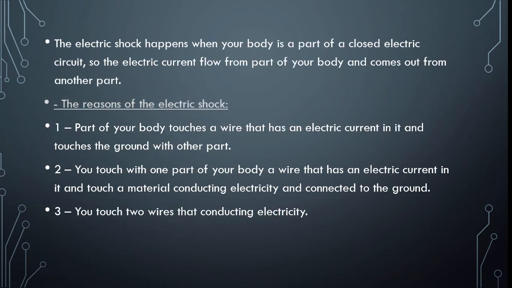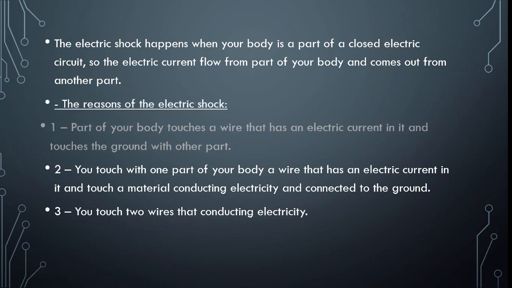When does the electric shock happen? I just told you that the electric shock happens when your body is a part of a closed electric circuit. So the electric current flows from a part of your body and comes out from another part. That's because our human body is an electric conductor. Why is it an electric conductor? Because it contains 70% of water.